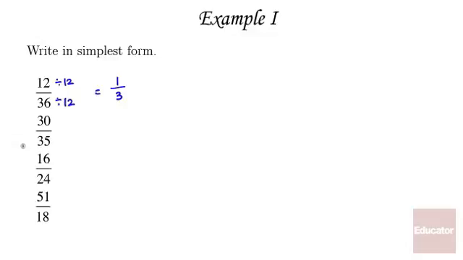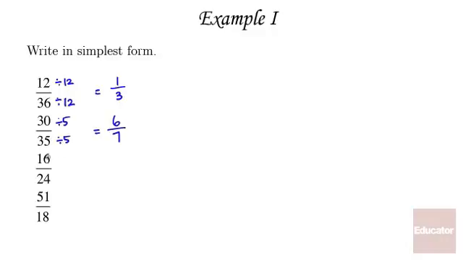This next one, because this ends in a 0 and this ends in a 5, I know they're both divisible by 5. So I'm going to take 30 divided by 5 and 35 divided by 5. 30 divided by 5 is 6, and 35 divided by 5 is 7. So this is simplest form. That means the ratio of 6 to 7 is the same as 30 to 35.